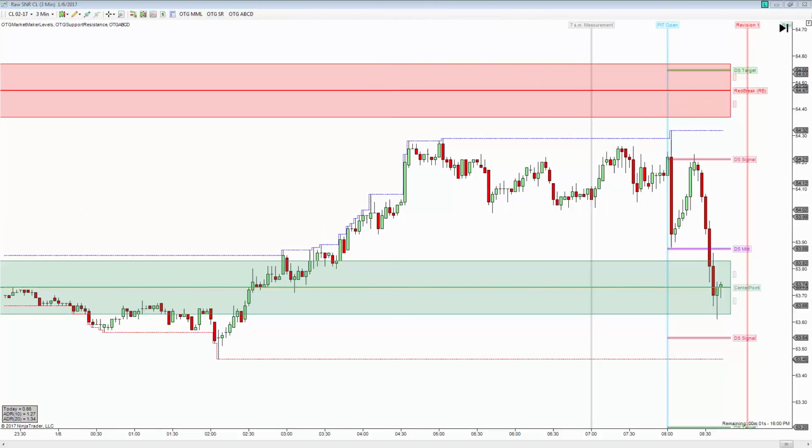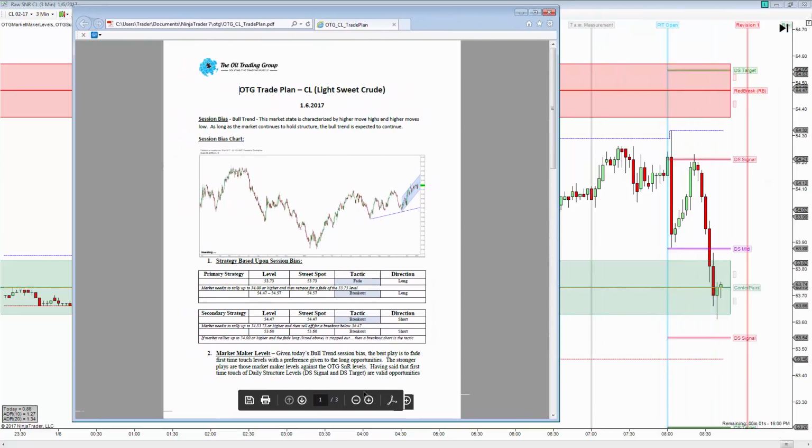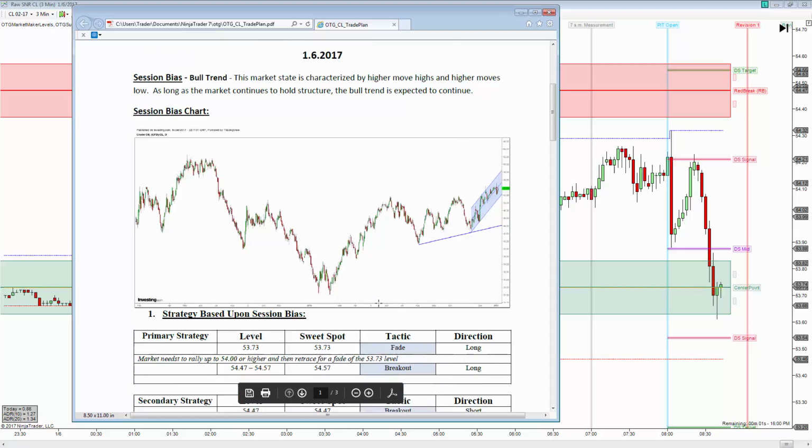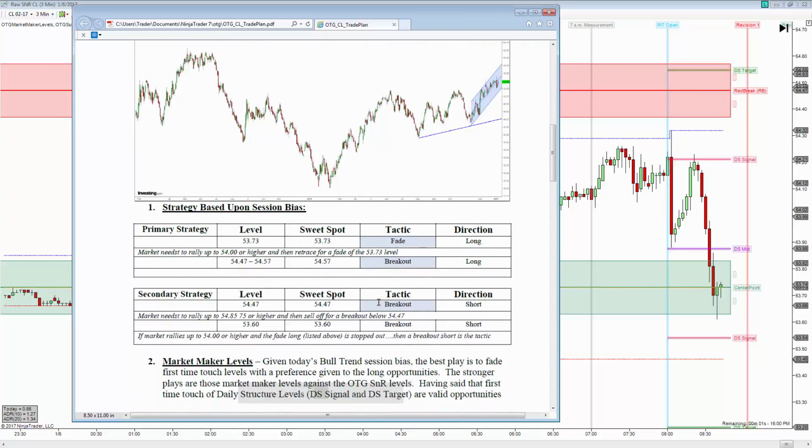On the CL today, let's talk about the trade plan. One of the things that we talked about, and here it is. And again, if you are a regular room member or if you come in on the free trial, you'll be able to have access to this trade plan on a daily basis. One of the things that we talked about is a 53.73 long. Market needs to rally up to 54 or higher and then retrace back to fade the 53.73 level.